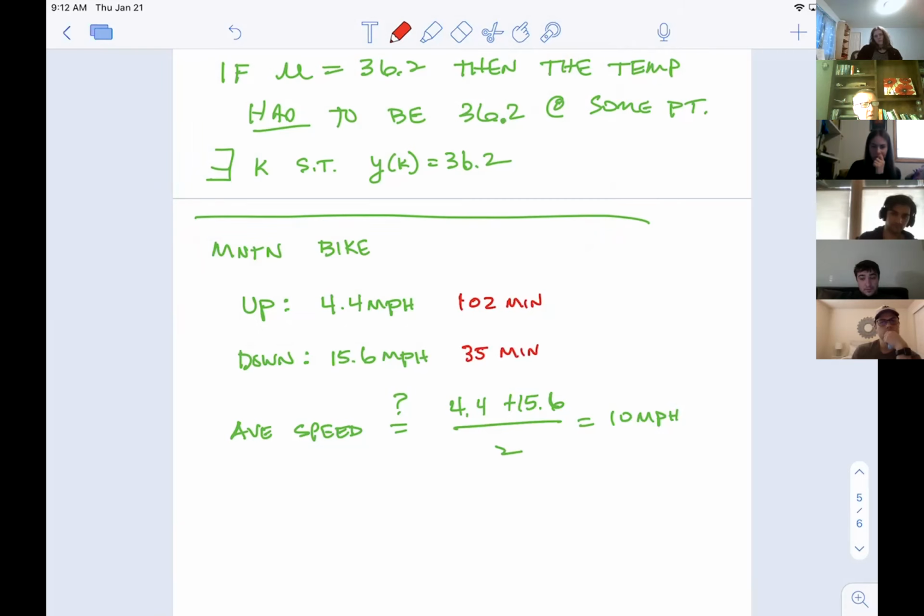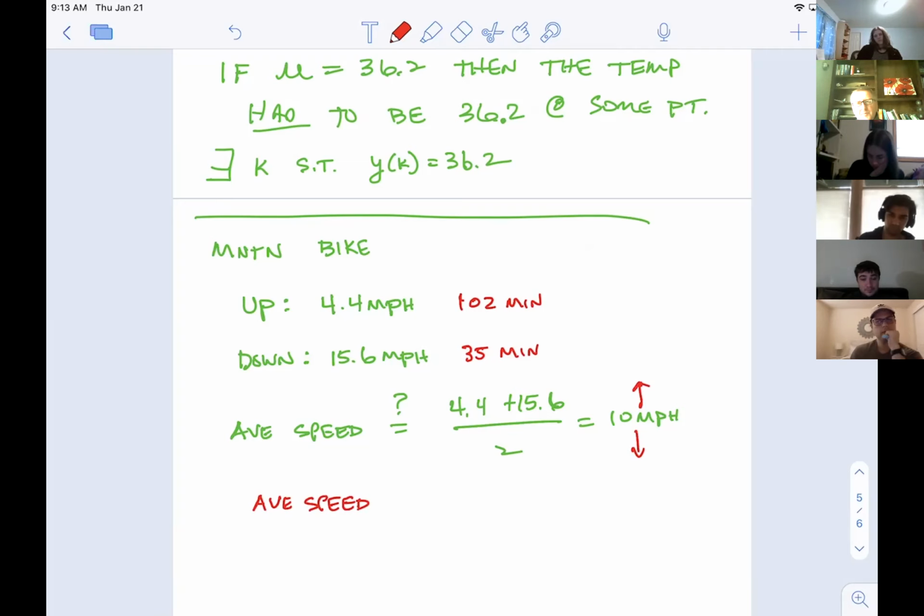So the fact that I spent way more time at 4.4 than I spent at 15.6 would mean... take a guess. The average speed then would be more like what? What side of 10 is that going to be on? The lower side. Yeah. Would you agree about triple the amount of time I spent going slow? So does it make sense that's going to drag your average down?